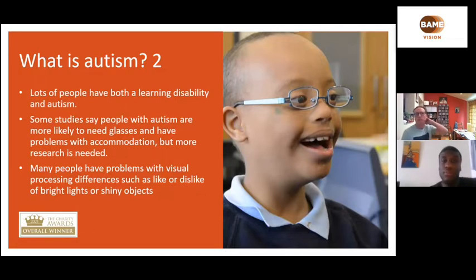So lots of people have both a learning disability and autism. Some studies say people with autism are more likely to need glasses and have problems with accommodation, but more research is needed. And accommodation is when someone who may be autistic or have a learning disability focuses on one thing at a distance that they can see. If that one thing is moved further away or closer up, then the eyes would have difficulty in focusing on that one thing when it's moved.